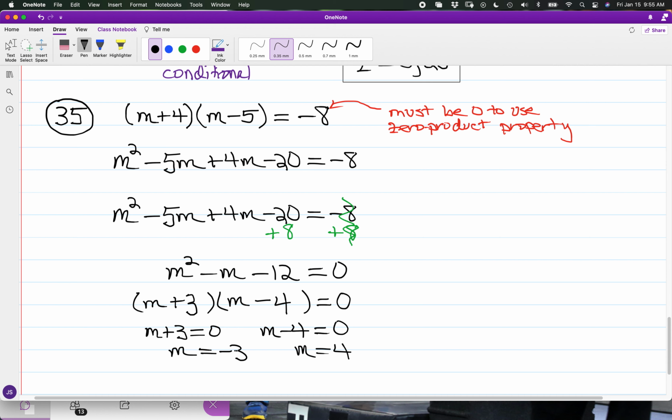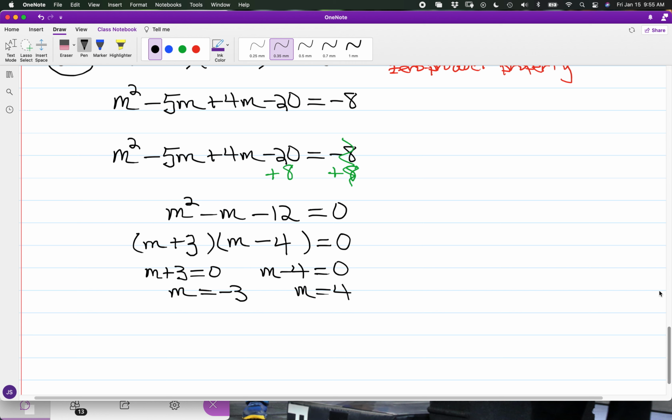And you can just sort of go back and check. So with m at negative 3, we have negative 3 plus 4 is 1. Negative 3 minus 5 is negative 8. And 1 times negative 8 is equal to negative 8. And with 4, 4 plus 4 is 8. 4 minus 5 is negative 1. And 8 times negative 1 is minus 8. And so this is yet another conditional, where this equation is true if m is negative 3 or 4.